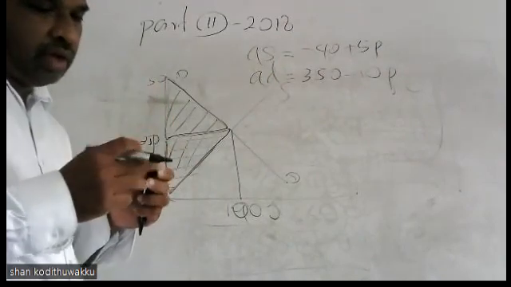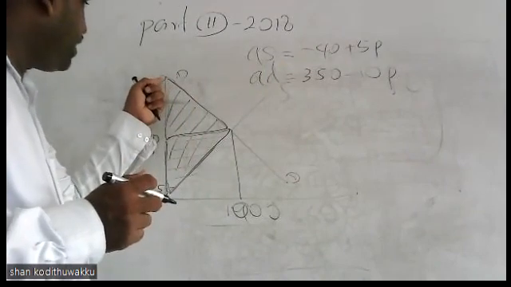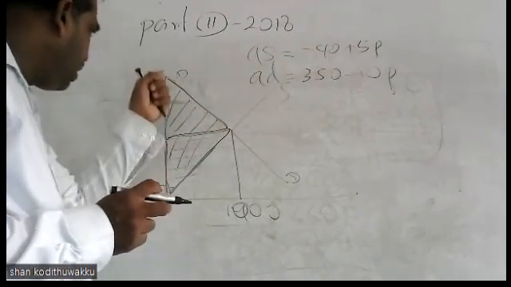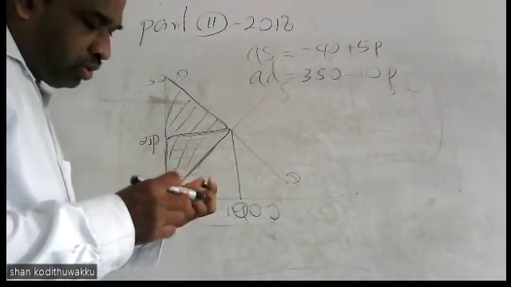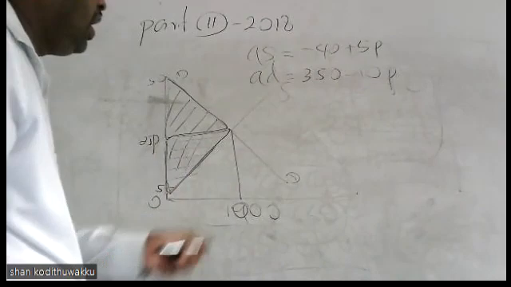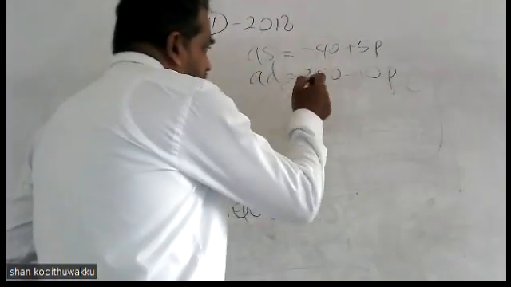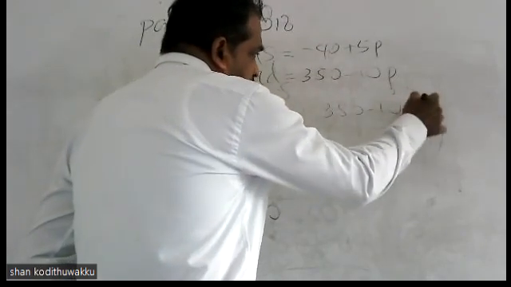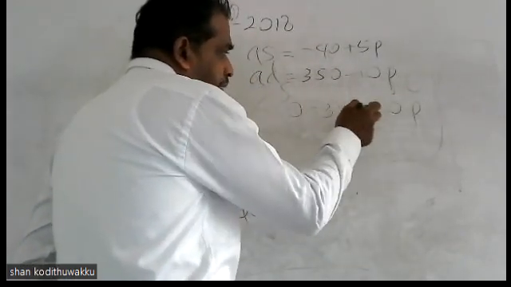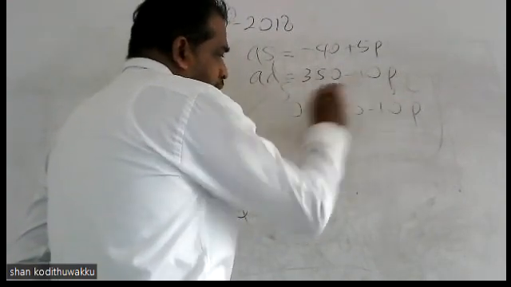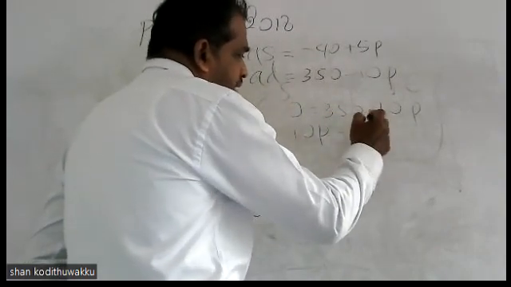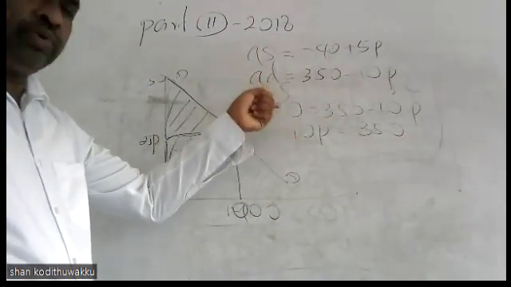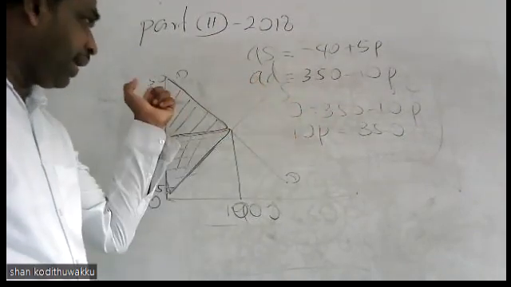Here, how to find consumer surplus? You have to first find the highest price the consumers are going to pay. You already know the equilibrium price, but you don't know the highest price. To find the highest price, you take the QD demand equation. You find the price when the quantity demanded is zero, 350 minus 10P. Then you take minus 10P to this side, it becomes plus 10P, and 350 equals 10P. You use the given demand equation to find the highest price available in the market.